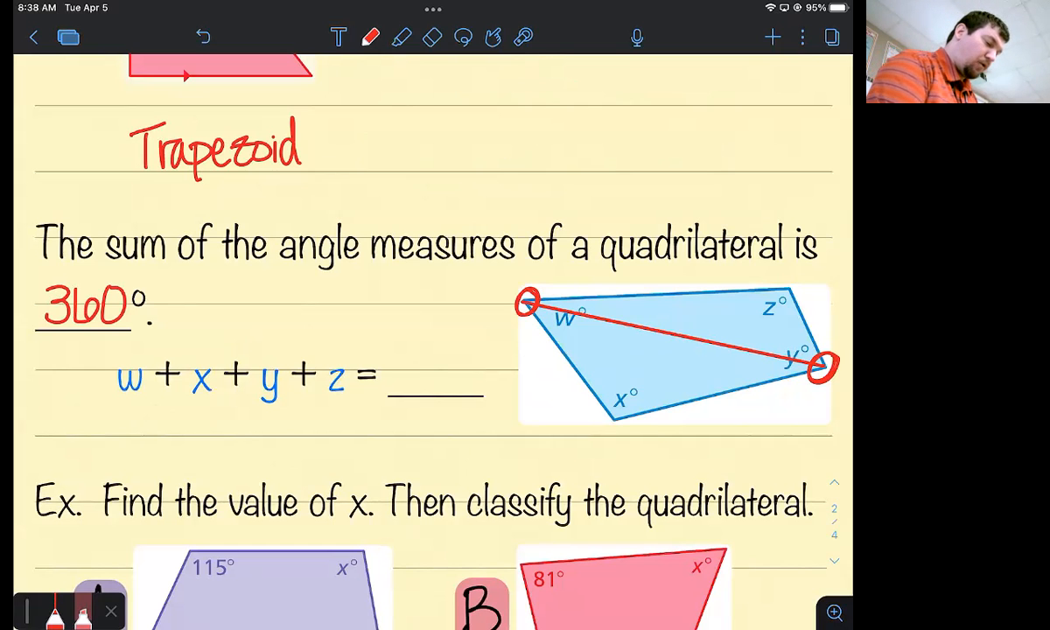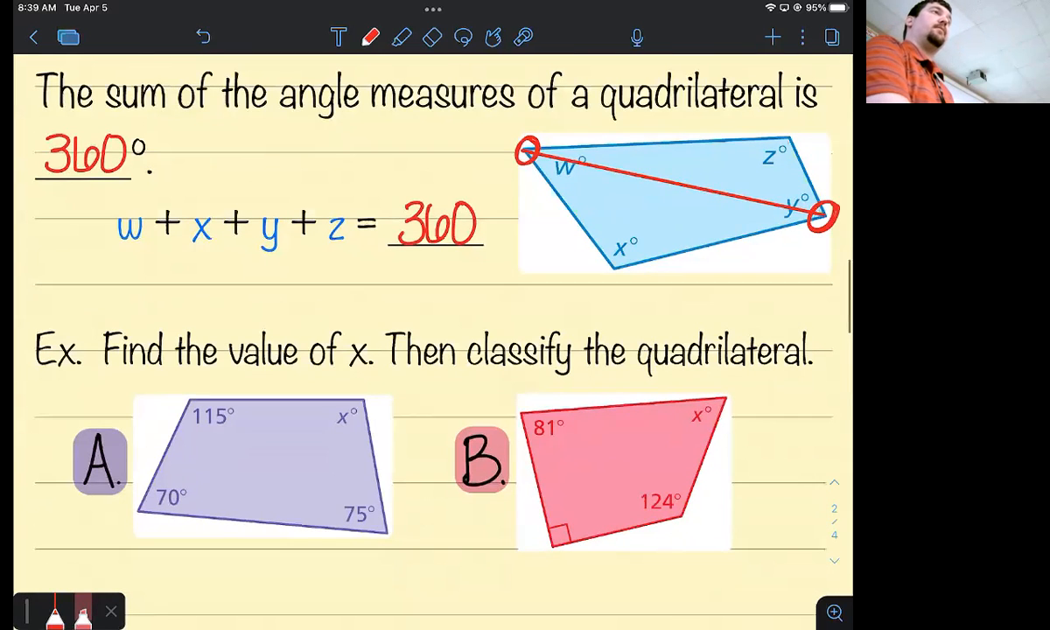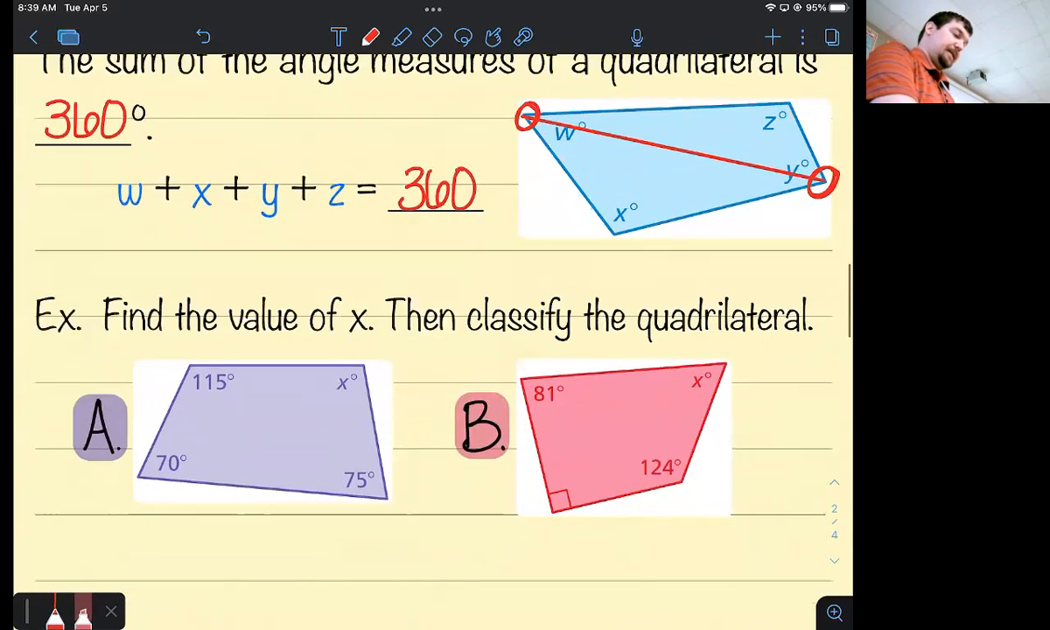So if you add all 4 angles together, you'll always get 360, and that's how I'm going to solve these next problems, because in these next problems, they're going to give me all but one of the angles, just like in a triangle. Our triangle problems, they give you 2 and ask you for the 3rd one. You have to subtract from 180. Here, they're going to give you 3 and ask for the 4th one. And you have to subtract from 360.